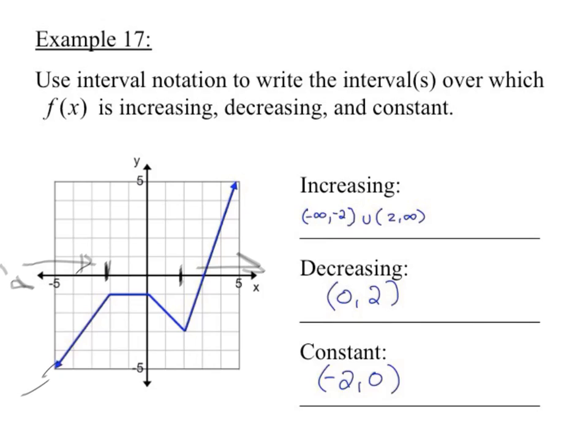So we notice we're decreasing here, going down from 0 to 2. This part is where it's decreasing. So that would be our interval from 0 to 2. And it's flat here from -2 to 0. It's going to be flat in this section between that domain. And again, you're listing your x values. It's the domain over which the function is increasing, decreasing, or constant.